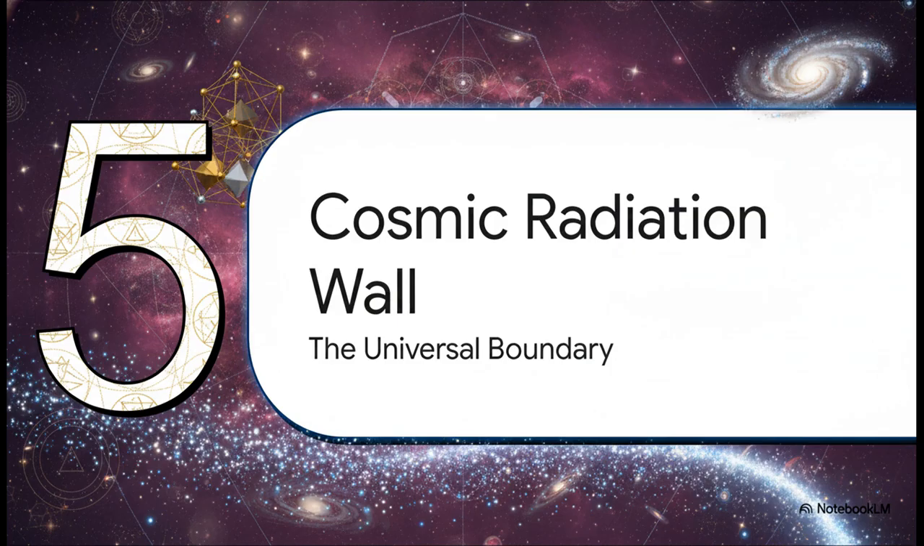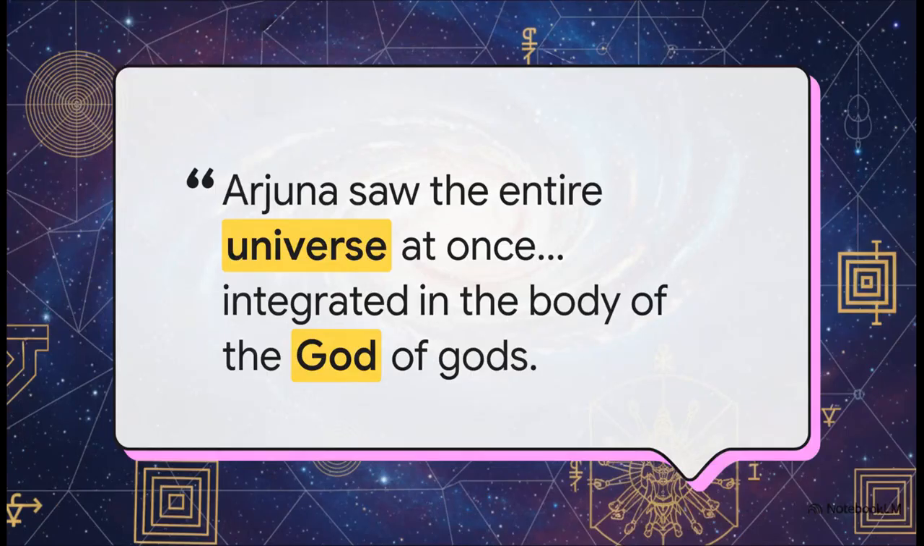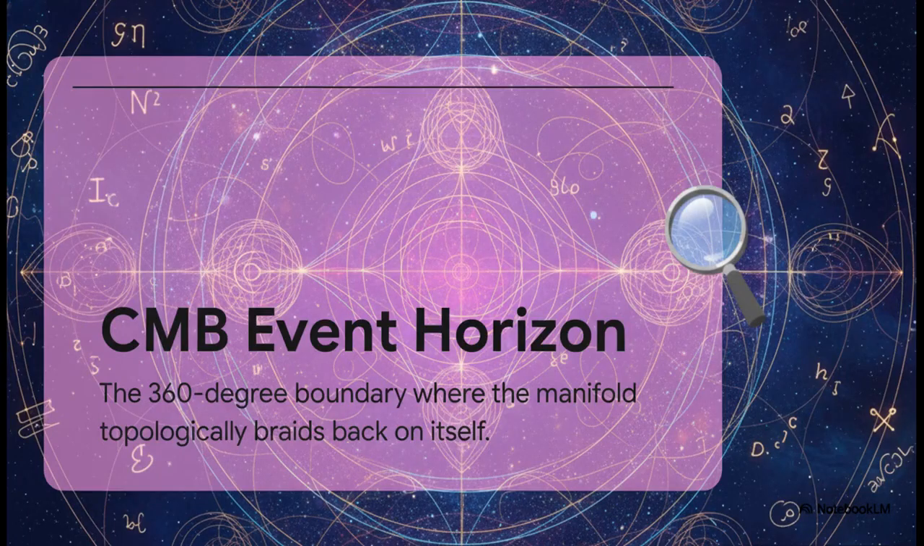Section 5. The Cosmic Radiation Wall. Arjuna saw the entire universe at once, in all its manifold divisions, yet all integrated in the body of the God of gods. This completely overwhelming vision, known in the Gita as the Vishwarupa or the Bolos in Manichaeism, represents the absolute outer perimeter of reality. When Arjuna sees the entire universe all at once, he is literally looking at the topological boundary of the manifold. It is a definitive wall where all the chaotic, messy divisions of reality are suddenly integrated into a single, flawlessly closed system. Mathematically, we know this ancient vision as the cosmic microwave background.